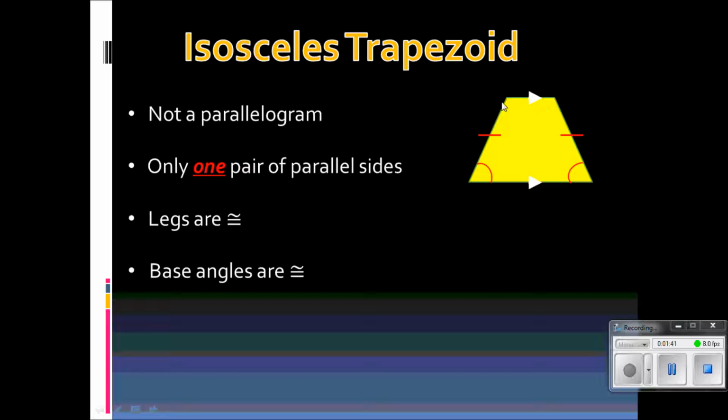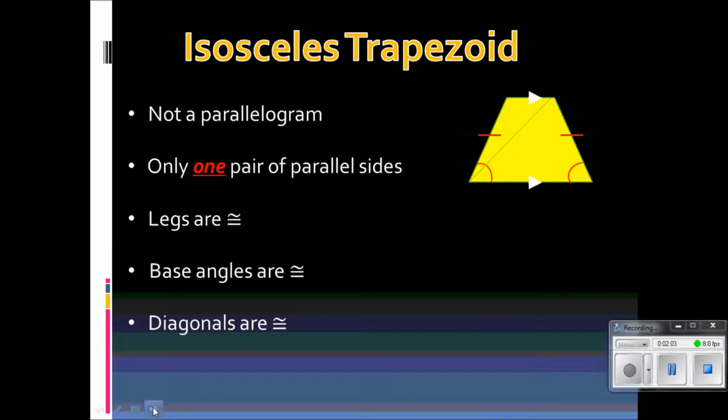Now in the picture I did not show the markings for the top base angles, but these are congruent as well. They were just really hard for me to add into this PowerPoint. So just remember, if you're doing a diagram at home, to show that these base angles are congruent and these two top base angles are congruent as well. And the diagonals are congruent.